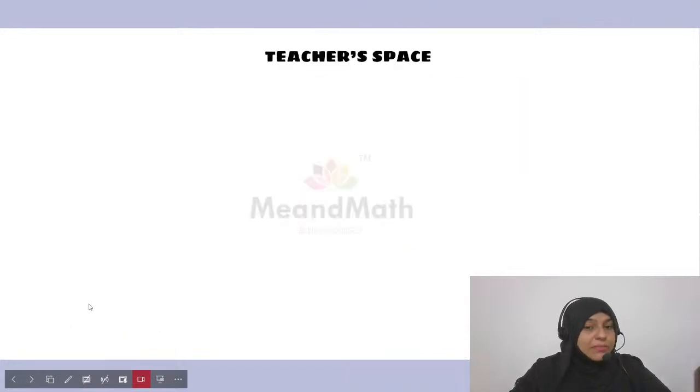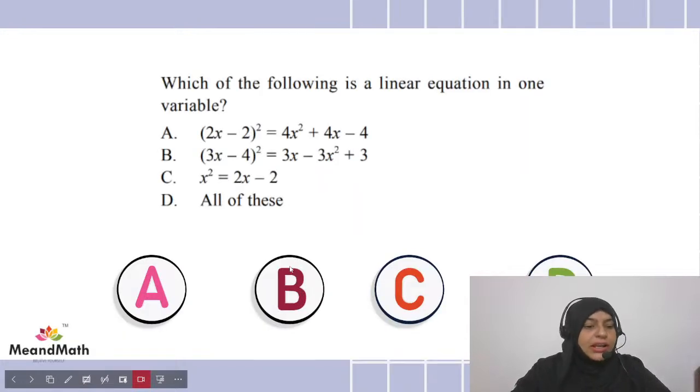That means it must be an equation. First of all, it must be an equation, right? And the next thing is it must have an equal sign, correct? So which of the following is a linear equation? It means we need to check by solving each equation whether it has power 1 or power 2. So here we need to solve each equation one by one. Correct? So let's solve it.